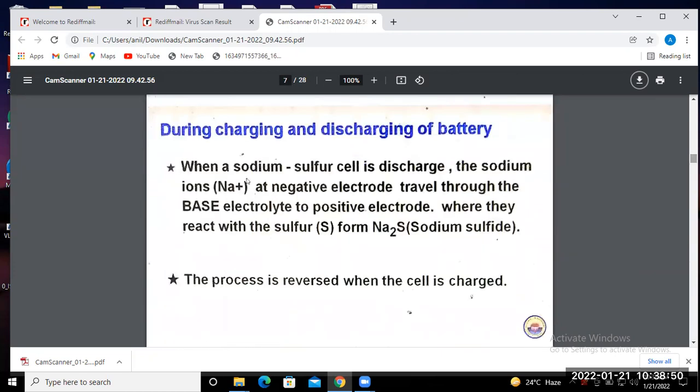So what happens during the charging and discharging of the sodium sulfur battery? When a sodium sulfur cell is discharged, the sodium ions, that means Na plus ions, at the negative electrode travel through the beta electrolyte to the positive electrode, where they react with the sulfur and form sodium sulfide, that means Na2S. Okay, so Na plus from the negative electrode reacts with the sulfur and forms sodium sulfide. The process is reversed when the cell is charged.